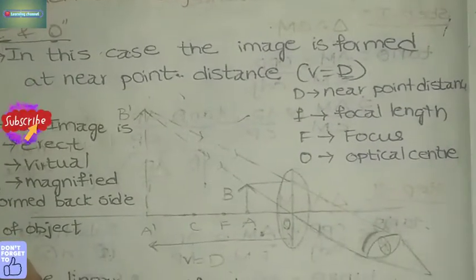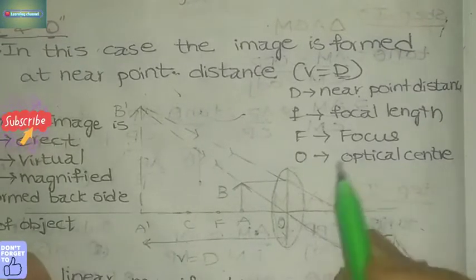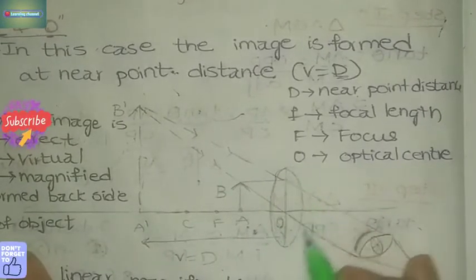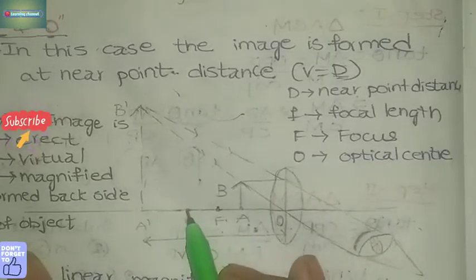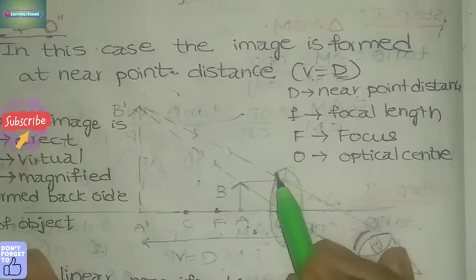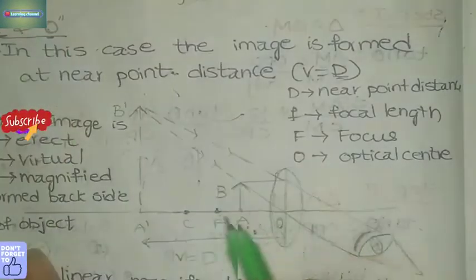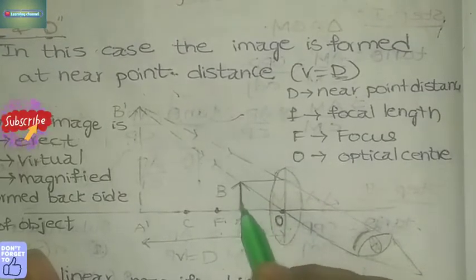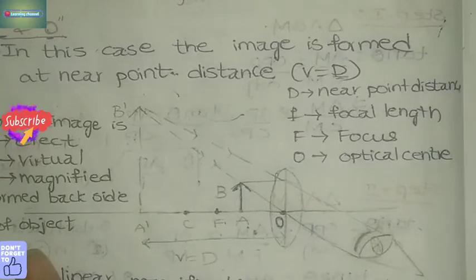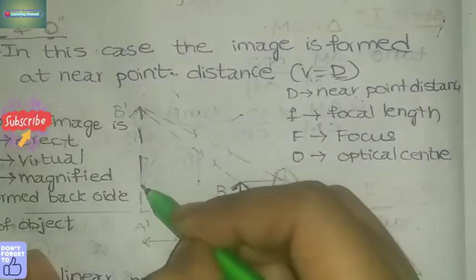You have to draw very carefully while drawing this diagram, as the diagram carries marks. First of all, draw a convex lens, and this is the principal focus. This is the center of curvature, and the object is placed between F and O. Here the object is placed, and you have to draw the image with dotted lines because it is formed on the back side of the lens.